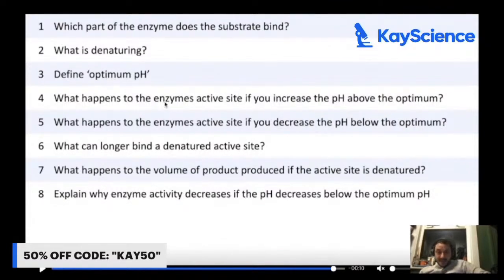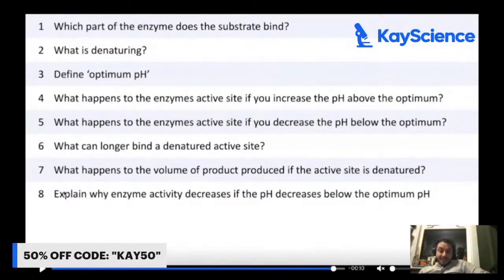What happens to the enzyme's active site if you increase the pH above the optimum? It denatures. What happens to the enzyme's active site if you decrease the pH below the optimum pH? Denatures. What can no longer bind a denatured active site? Substrate. What happens to the volume of product produced if the active site is denatured? Well, the volume of product decreases.